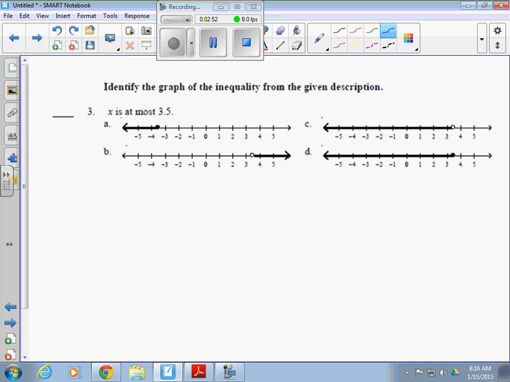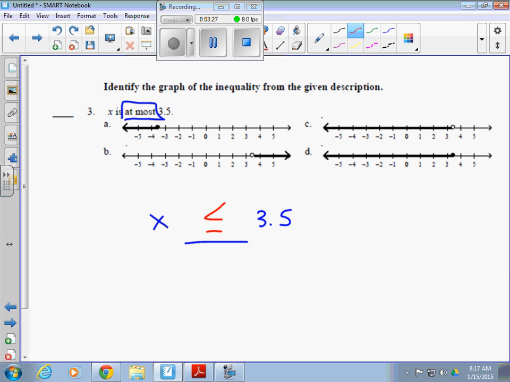Identify the graph of these inequalities. It says x is at most. It doesn't use less than or greater than, so you have to determine what at most is. So x and 3.5. x is at most 3.5. That means it's not going to be any bigger than 3.5, but it can be the same size as 3.5. So it's either 3.5 or smaller. So x is less than or equal to 3.5. That would be the algebraic version of the verbal model that's given.